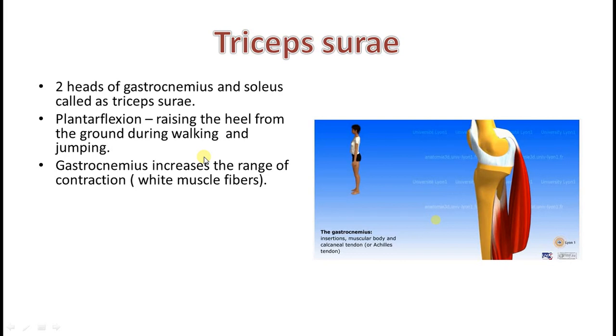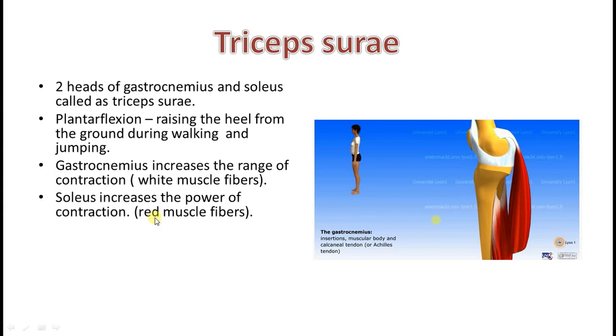The gastrocnemius muscle is mainly composed of white muscle fibers, and it increases the range of the contraction. Okay, so fast, rapid contraction is mainly for this gastrocnemius, whereas the soleus is multipennate and mainly composed of red muscle fibers, with slow and sustained contraction. And it also increases the power. Where one increases the range, the other increases the power, and the soleus is responsible for slow and sustained contraction, so that the muscle does not undergo fatigue easily.